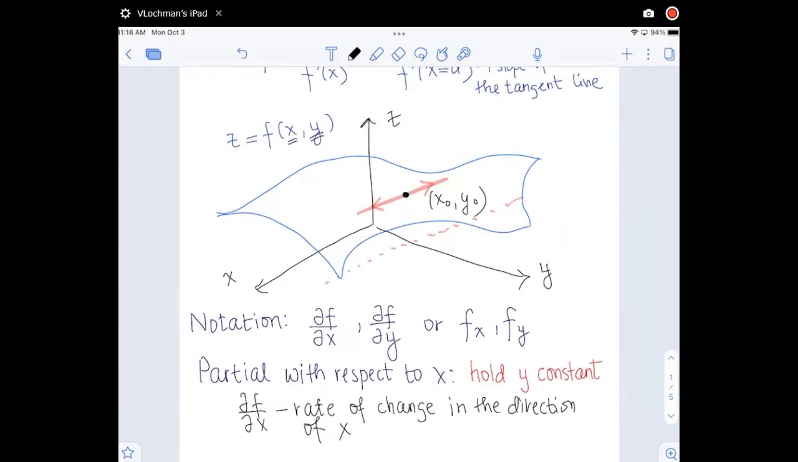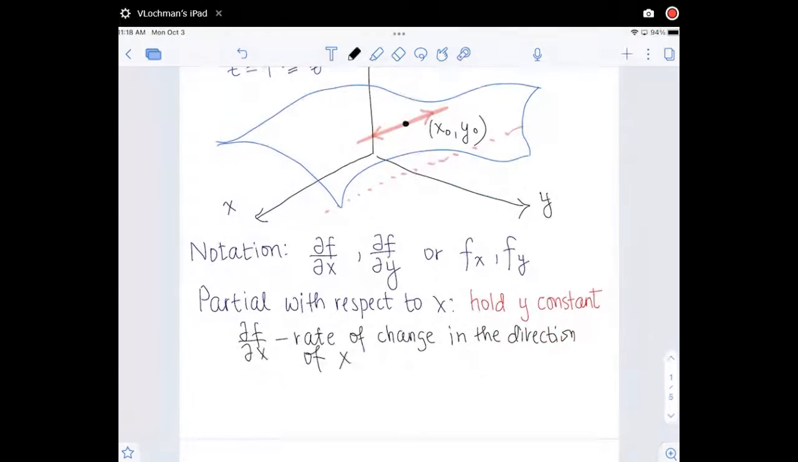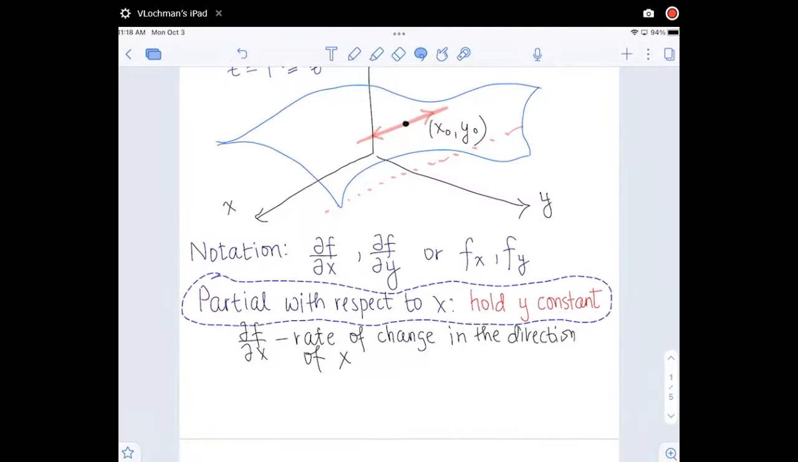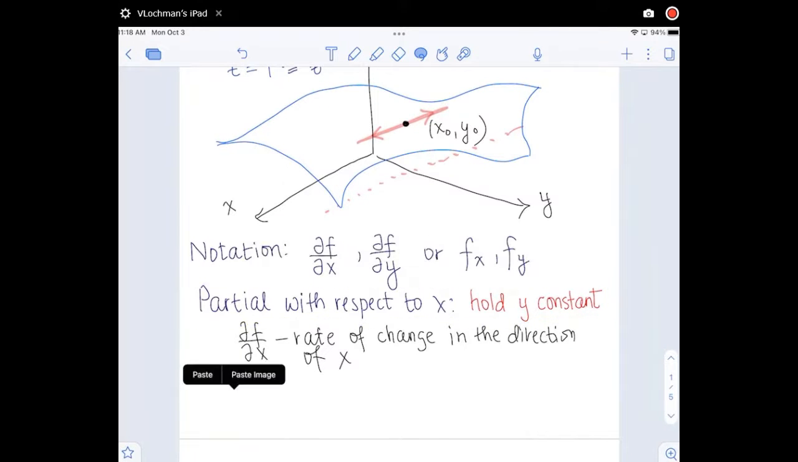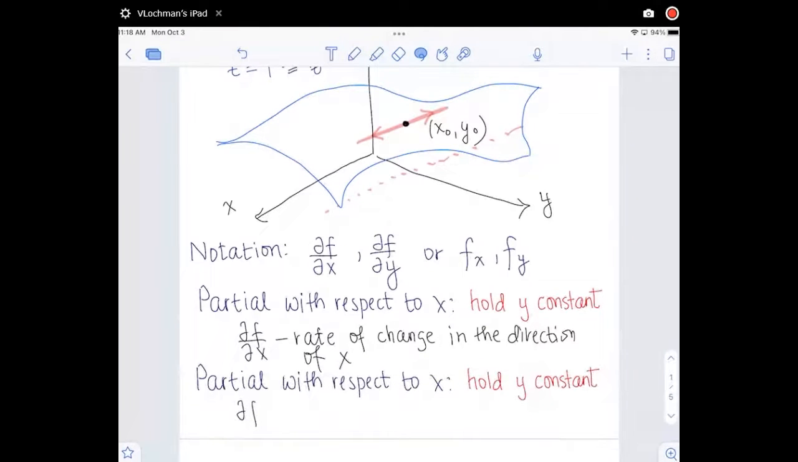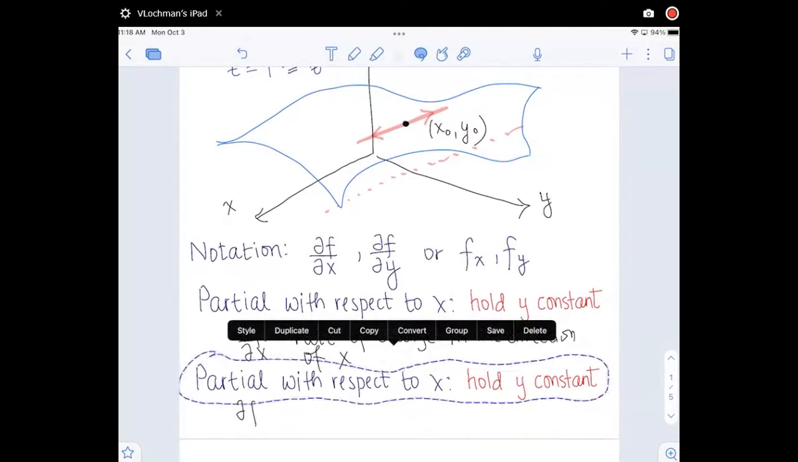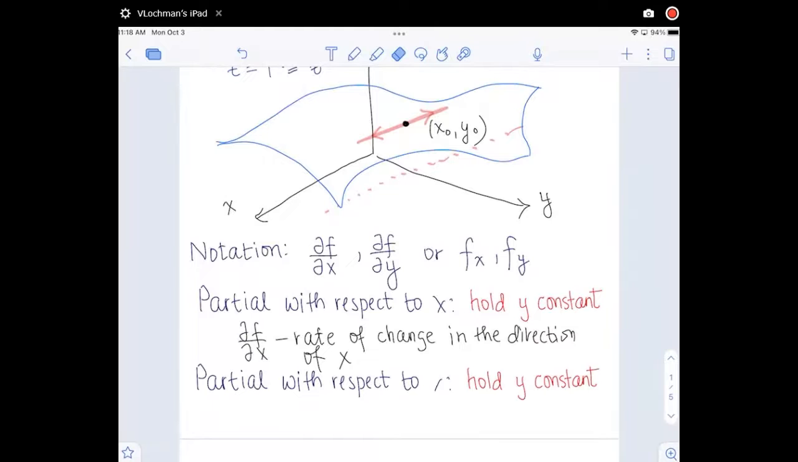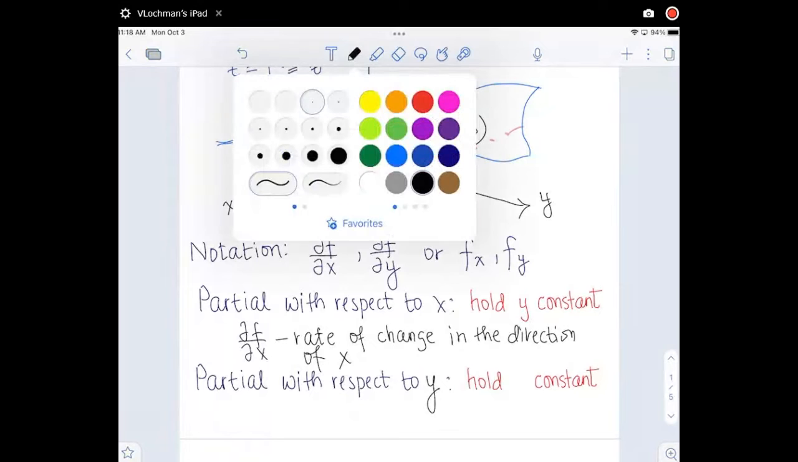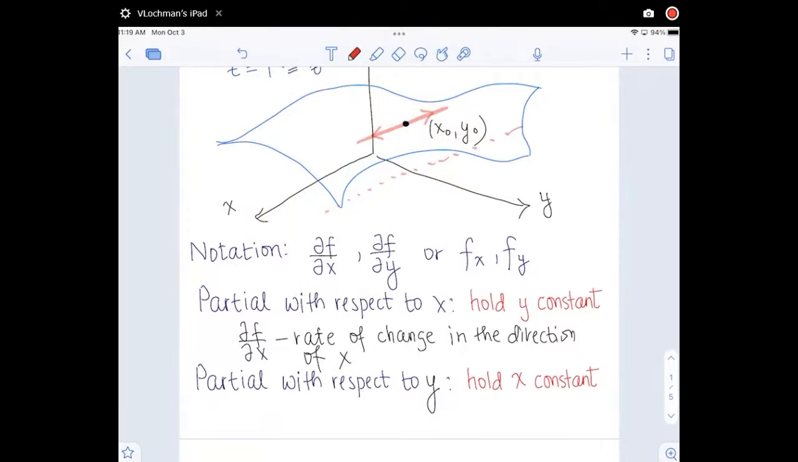Okay. Similarly, what if I were to do partial with respect to y? I'm going to just go ahead and copy this and change a couple of things. You can probably guess what I'm going to change. Partial with respect to y, I'm holding x as a constant. Okay, so y, we're holding x as a constant.